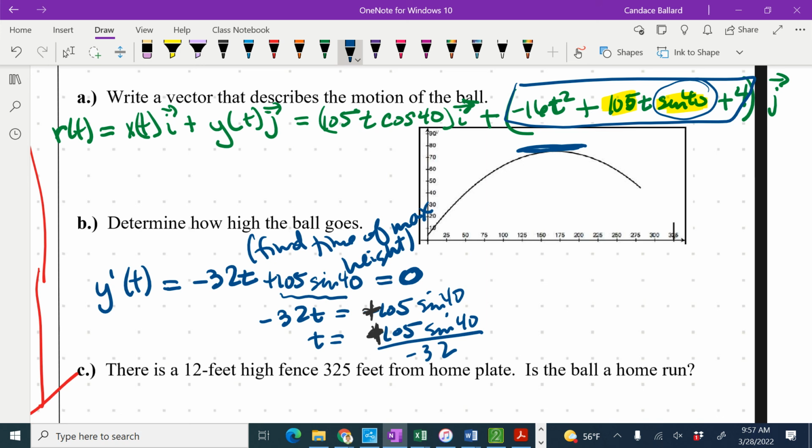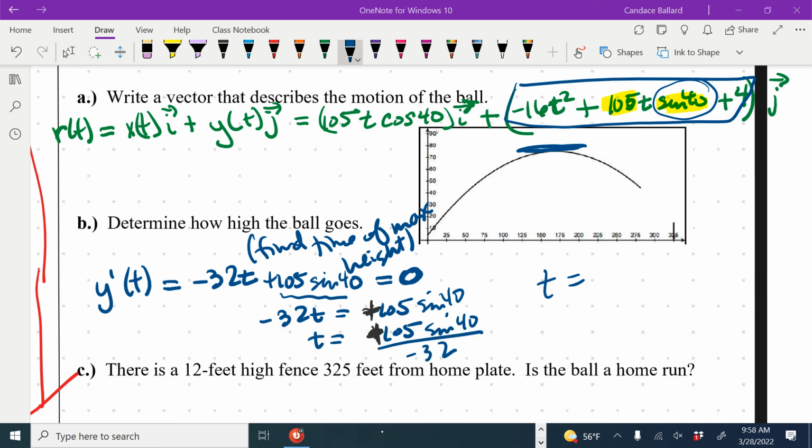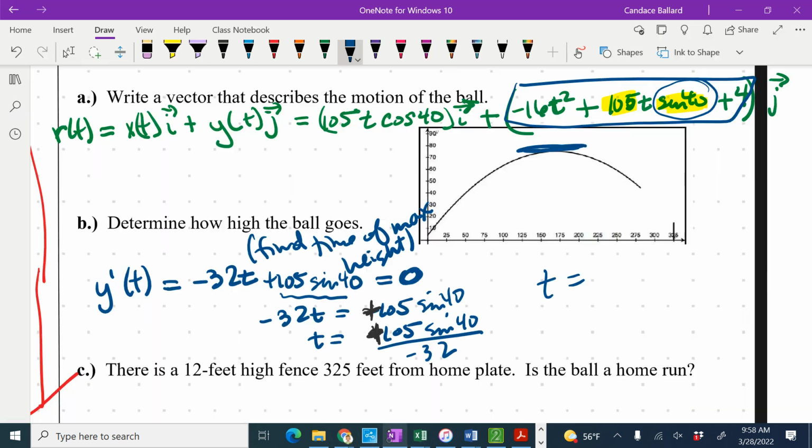The only thing I saw that was different, they got a positive. What did I do wrong here? Oh, you know what? Maybe I wrote it wrong. Nope, positive 105. They put minus 32t. We did our arithmetic and they did it all on their calculator. So all right, t equaled, we're going to go with the positive answer though, not the negative answer. I lost my calculator. There it is. 2.444. Okay, let's go 2.444.